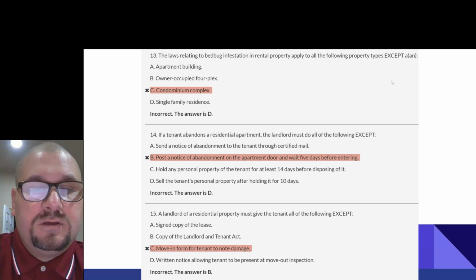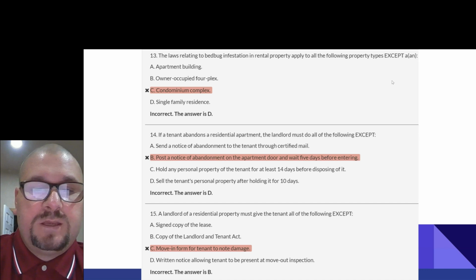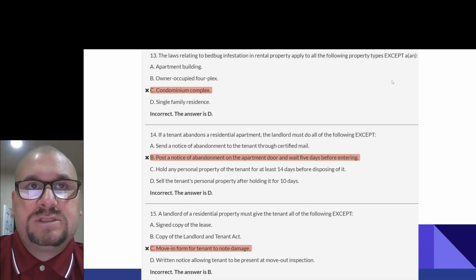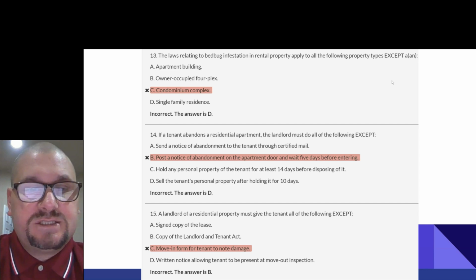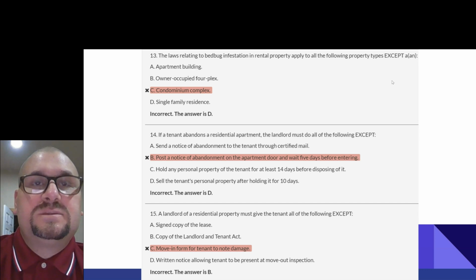A move-in form for the tenant to note damage, and a written notice allowing the tenant to be present at the move-out inspection. So it's called a written notice allowing the tenant to be present at the move-out inspection.